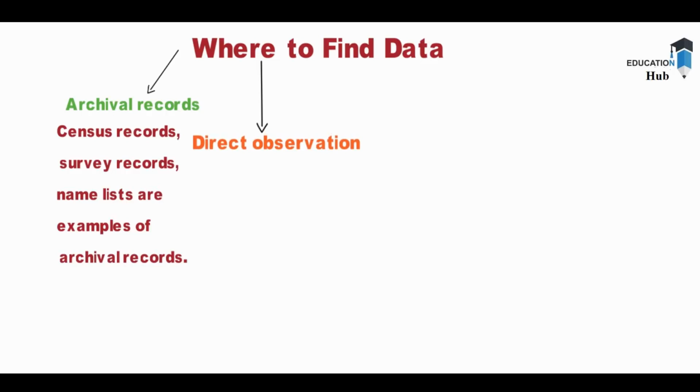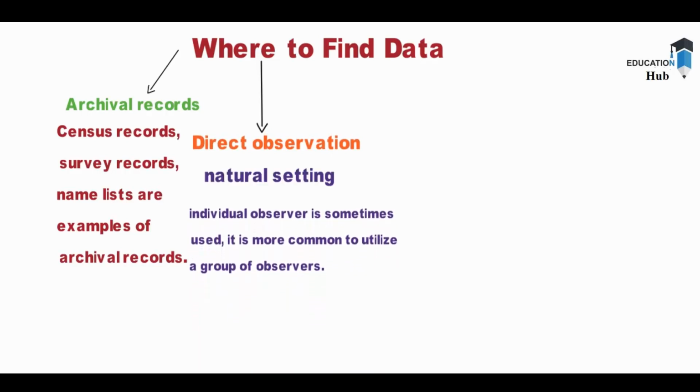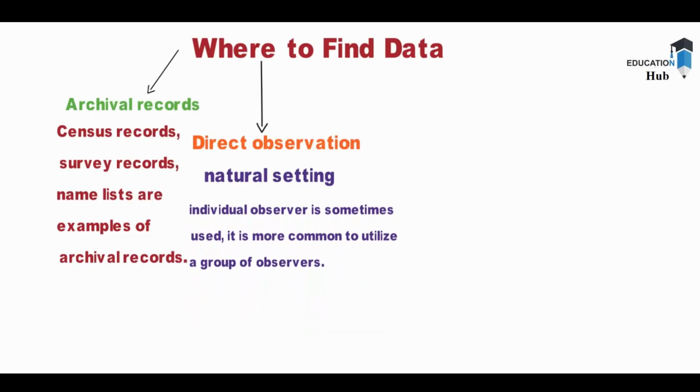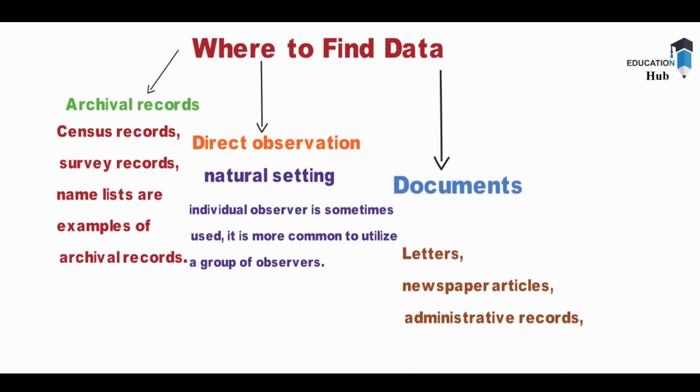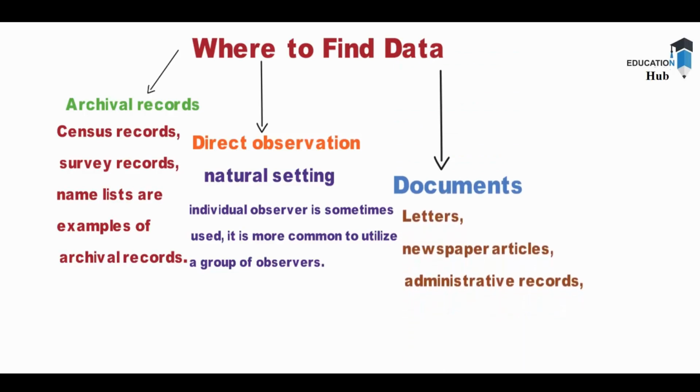2. Direct observation. This strategy involves observing the subject, often in a natural setting. While an individual observer is sometimes used, it is more common to utilize a group of observers. 3. Documents. Letters, newspaper articles, administrative records, etc., are the types of documents often used as sources.